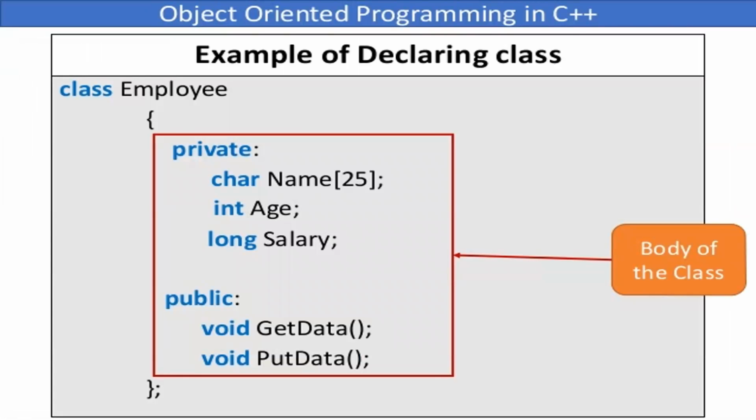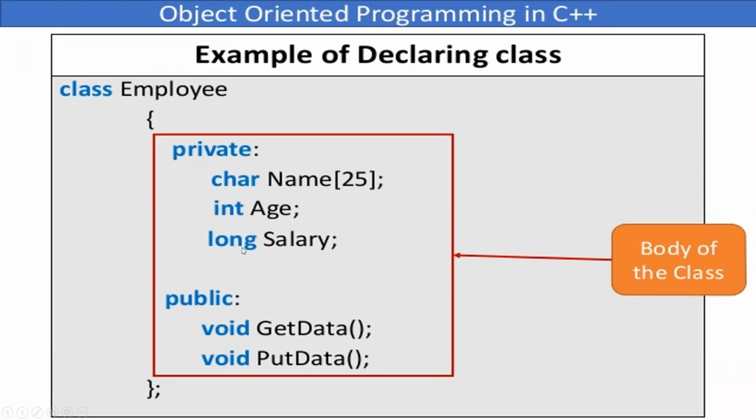Now see the example of declaring a class. अब just keep in mind the syntax that we had given. We had written class, class name. तो यहाँ पे class name क्या है हमारा? Employee. Curly braces open. This is the body of the class.